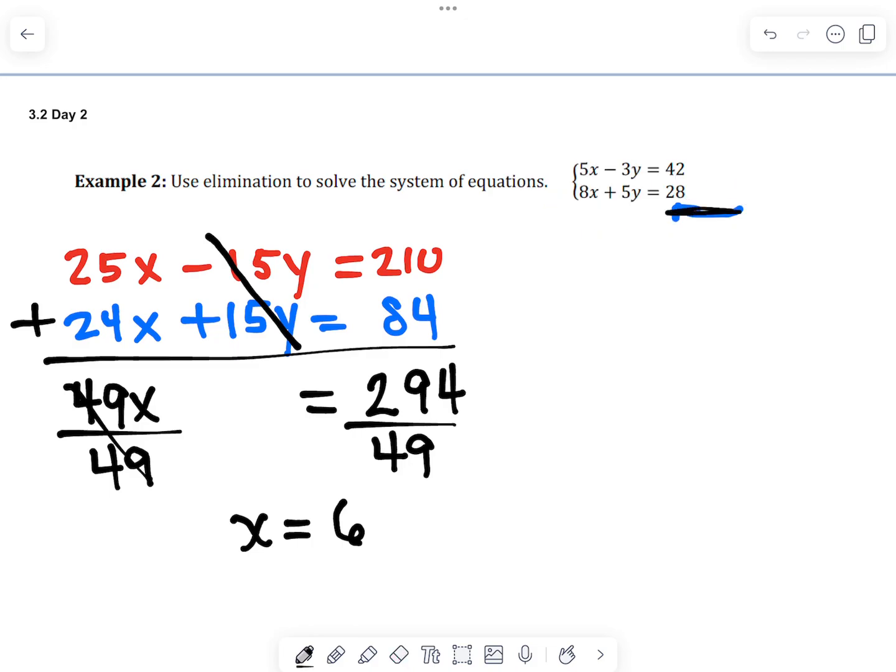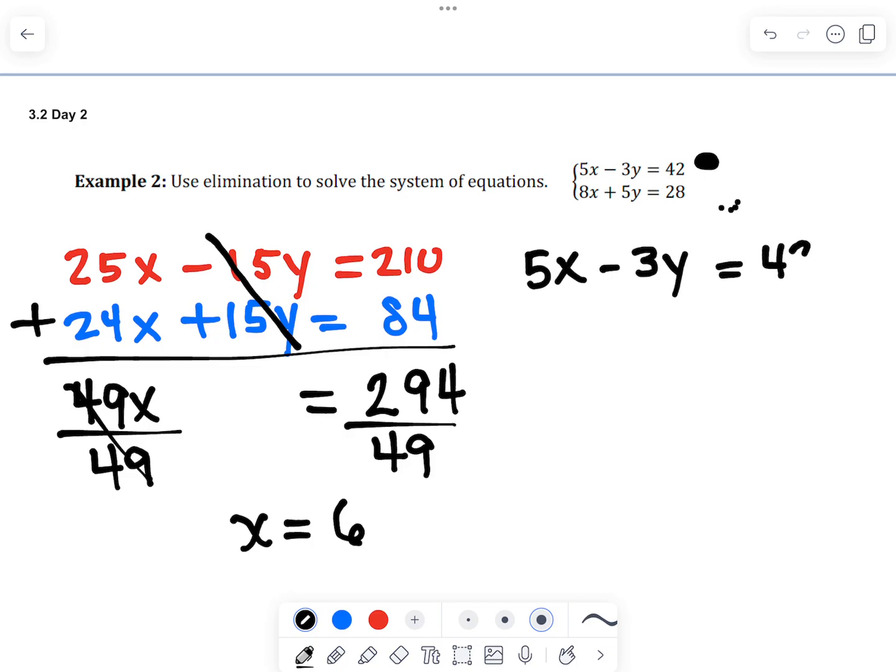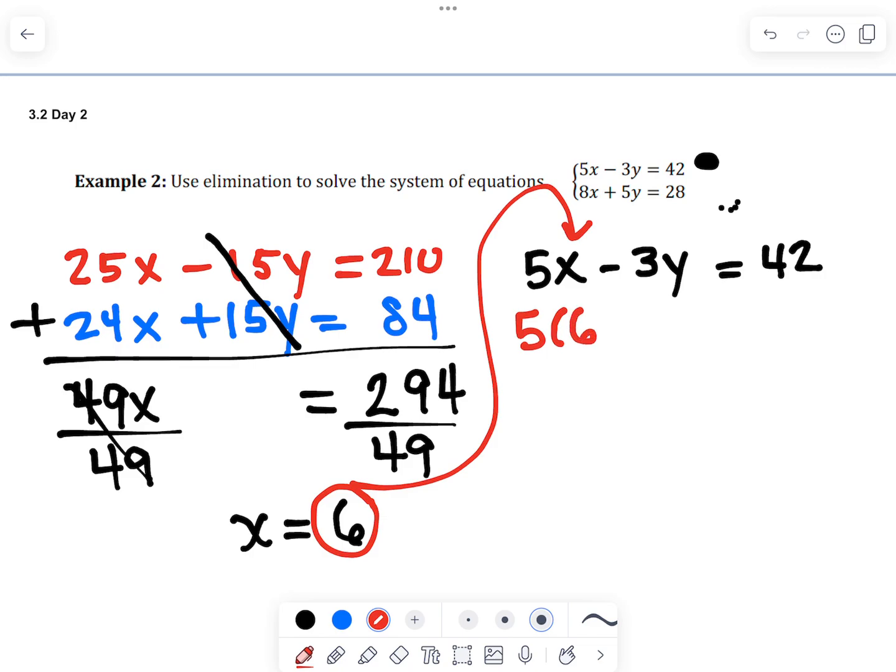Now you get to choose. Either we can substitute into the top equation or the bottom equation. It doesn't matter to find that y. So I'm just going to take that top equation and substitute. So that 6 goes right in for that x. So replace the x with 6.